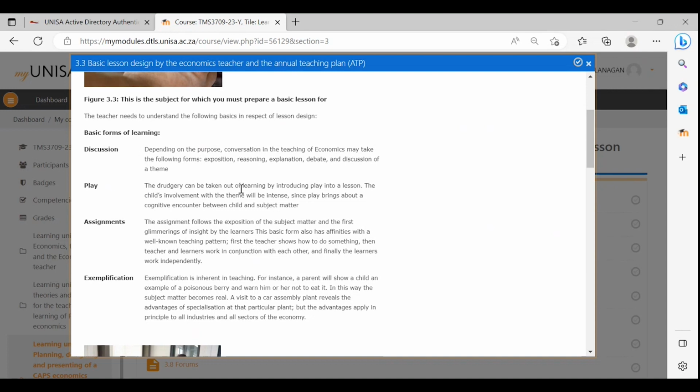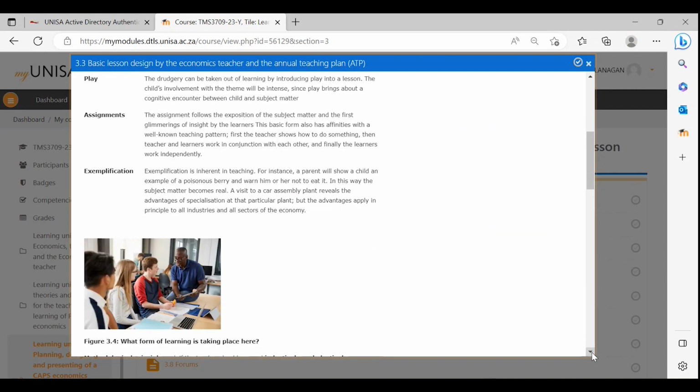Also, the drudgery can be taken out of learning by introducing play into a lesson. The child's involvement with the theme will be intense, since play brings about a cognitive encounter between the child and the subject matter. Assignments: the assignment follows the exposition of the subject matter and the first glimmerings of insight by the learner. Then exemplification.